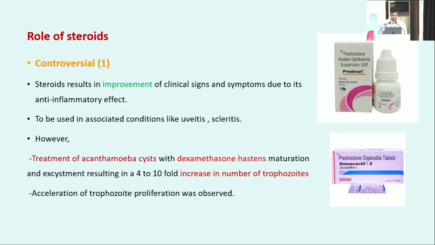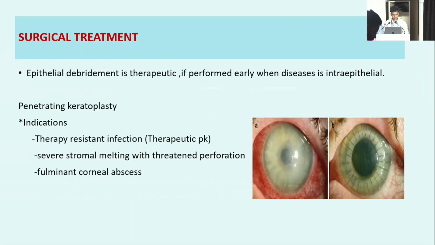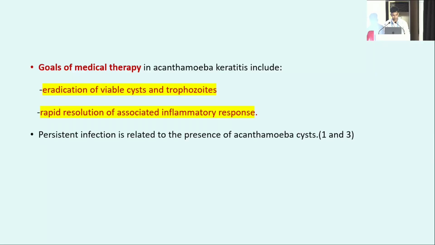The role of steroids is very controversial. They improve clinical signs because of anti-inflammatory effects, used in uveitis, scleritis and so on. However, treatment of Acanthamoeba with dexamethasone hastens encystment, resulting in a 10 to 4 times increase in trophozoites. For surgical treatment, you can go for epithelial debridement as therapeutic if the infection is intraepithelial. Penetrating keratoplasty can be used. Indications are therapeutically resistant infection, severe stromal melting with perforation, and corneal abscess. The goals of medical therapy are eradication of viable cysts and trophozoites and rapid resolution of the associated inflammatory response.